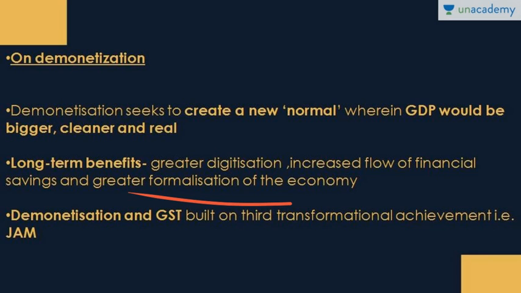Lastly, the government proposes 3 main transformational achievements. One is demonetization, second GST, the third being Jan Dhan Aadhaar mobile.